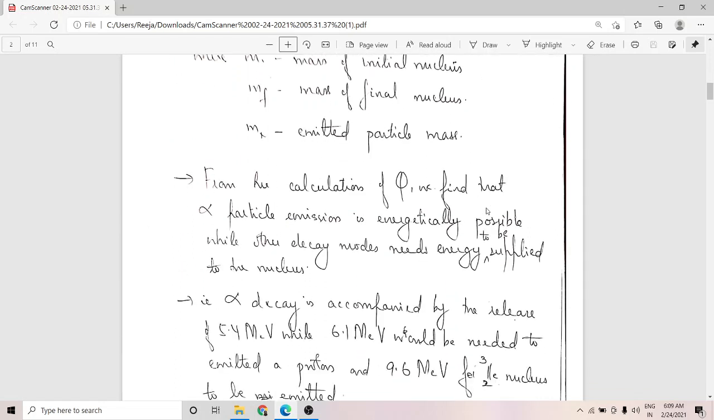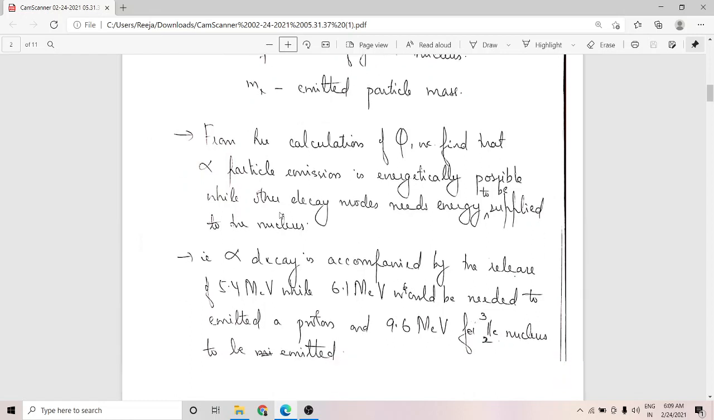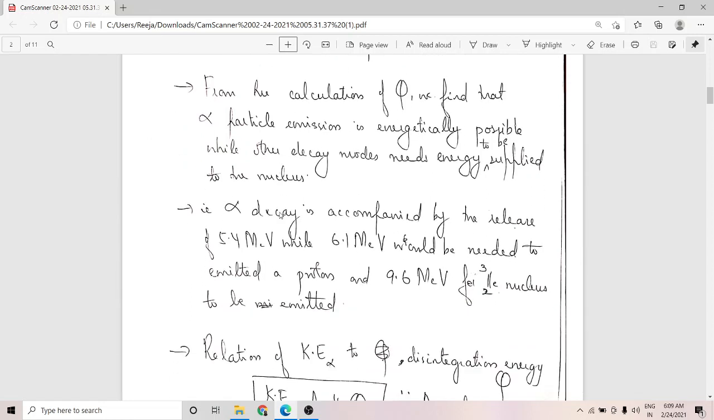Now, from the calculations of Q, we find that alpha particle emission is an energetically possible process, whereas the other decay modes need energy to be supplied to the nucleus. That is, alpha decay is accompanied by the release of 5.4 MeV of energy, while 6.1 MeV need to be supplied for a proton to be emitted, and 9.6 MeV of energy need to be supplied for a 2He3 nucleus to be emitted. So they are energetically unfavorable, whereas alpha decay is an energetically possible and favorable decay mode. So it is alpha decay that takes place to reduce the size of the nucleus.